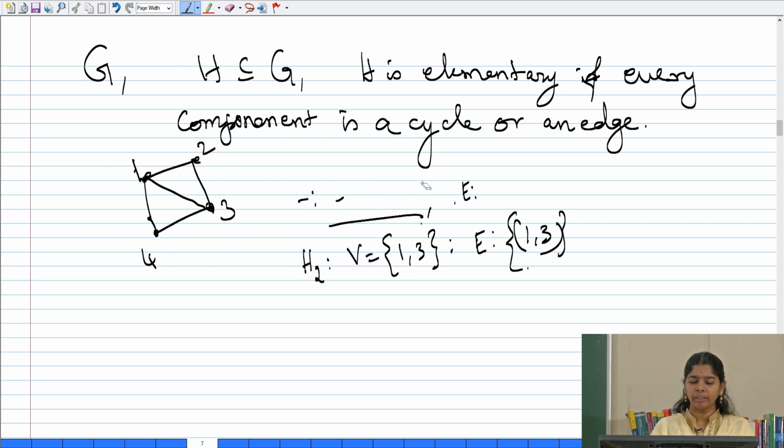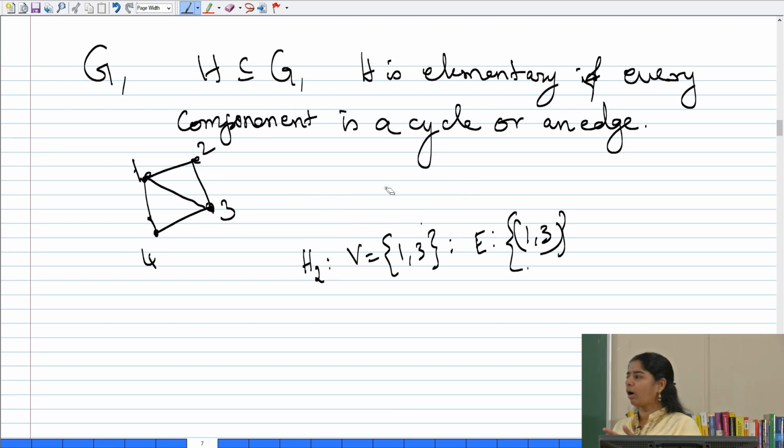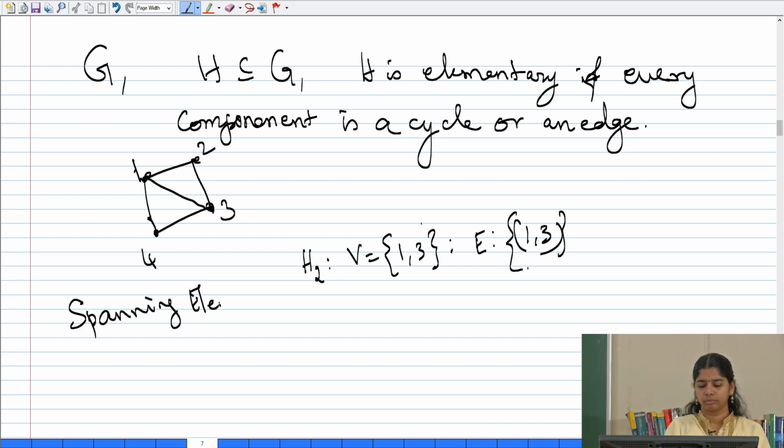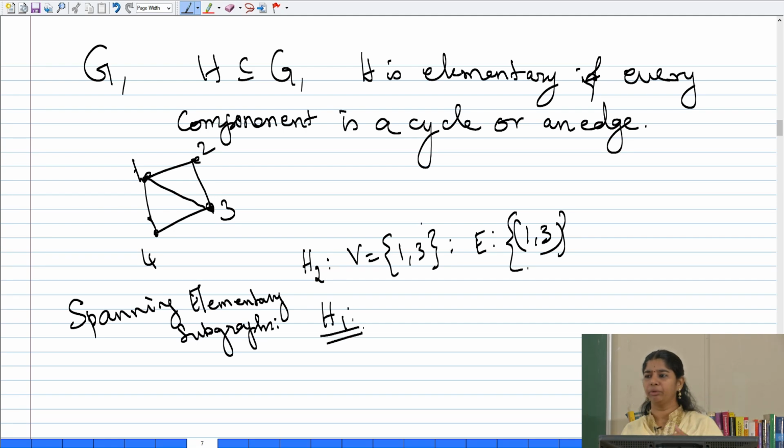There is also another next level for this: we call an elementary subgraph spanning if every vertex is there in my subgraph, that is, the vertex set of H is equal to the vertex set of G. In that case we call it a spanning subgraph. So, how many elementary spanning subgraphs are possible here? Since we said spanning, all the vertices are going to be there, so I will just give the edge set.